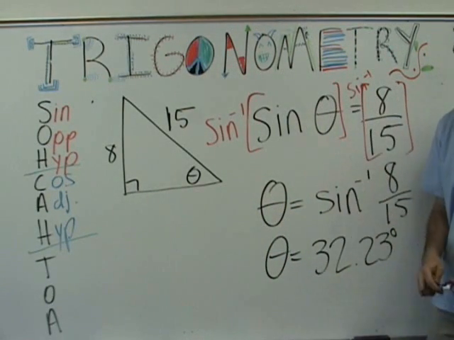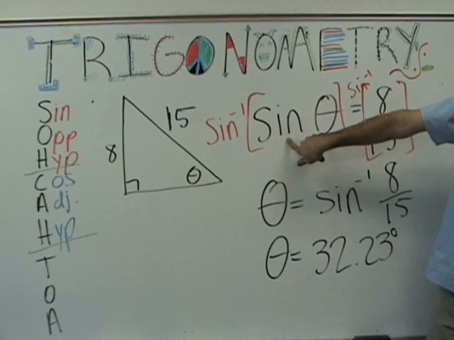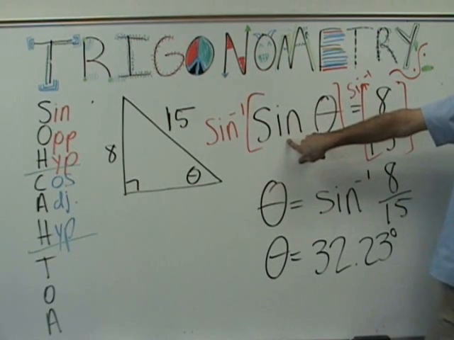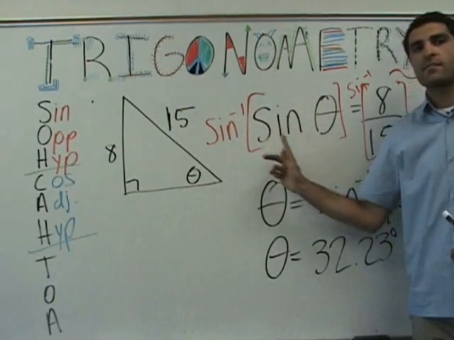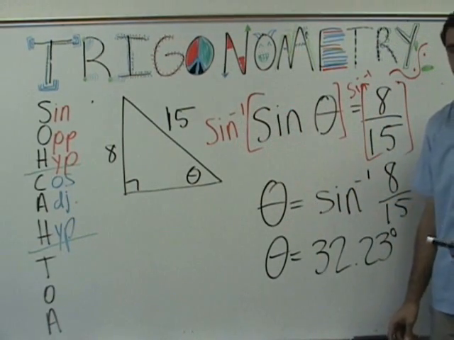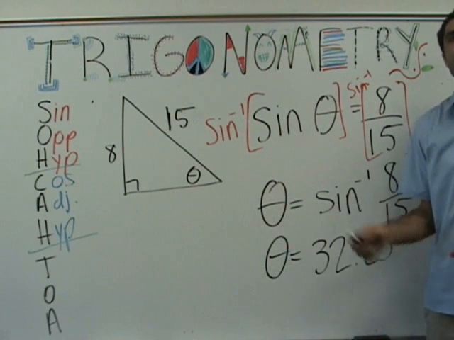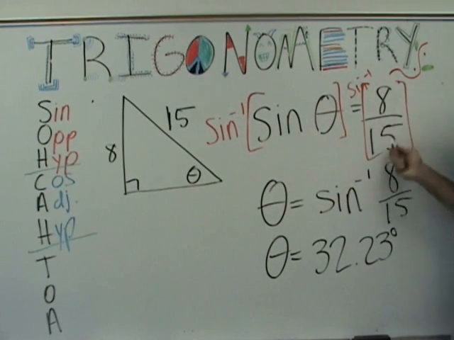So I have to do it to both sides. We couldn't do anything with sine of an angle because we don't know the angle. So we want to get rid of the sine by doing inverse sine to both sides. The inverse sine and the sine cancel out, it's like angle, and you're left with inverse sine of 8 over 15.